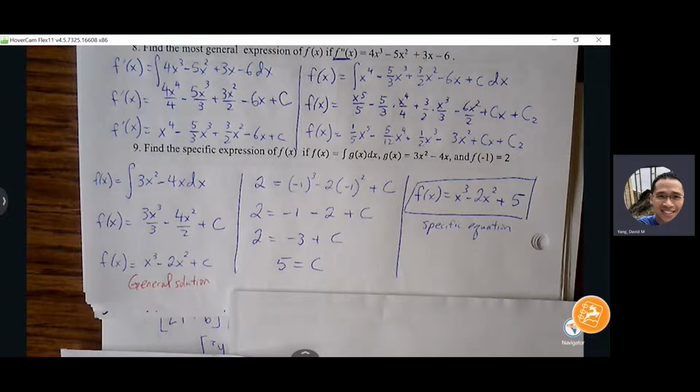Okay, any questions? 8 or 9? Okay, let's go to the top of the page and see if we can try the limit definition problem.